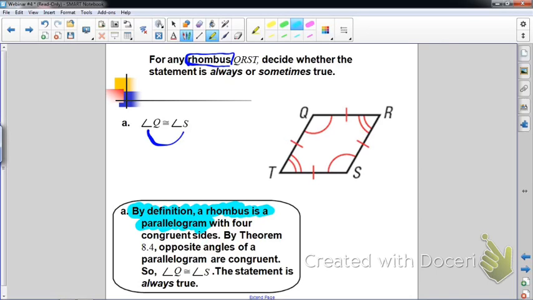Remember what we talked about. A rhombus is a parallelogram with 4 congruent sides. By Theorem 8.4, opposite sides or opposite angles of a parallelogram are congruent. So the statement is always true. This is true right here. Always true. So opposite sides will be congruent.